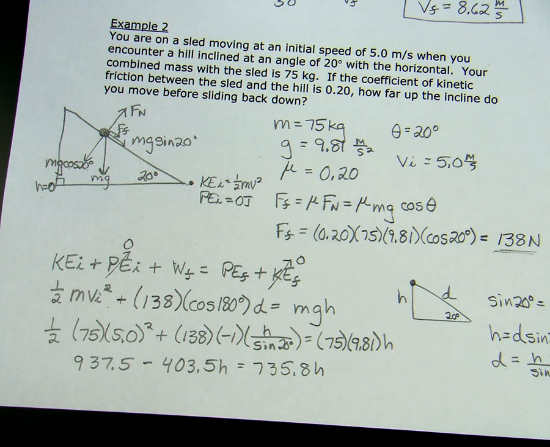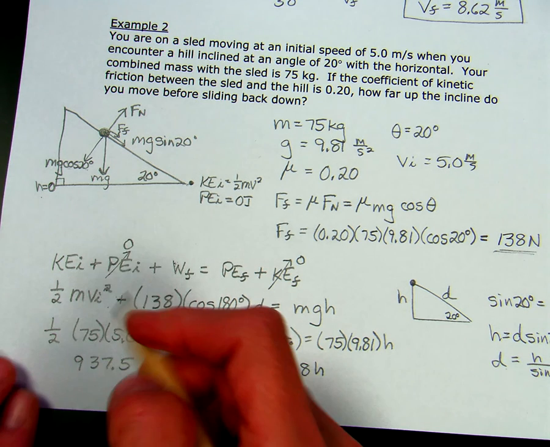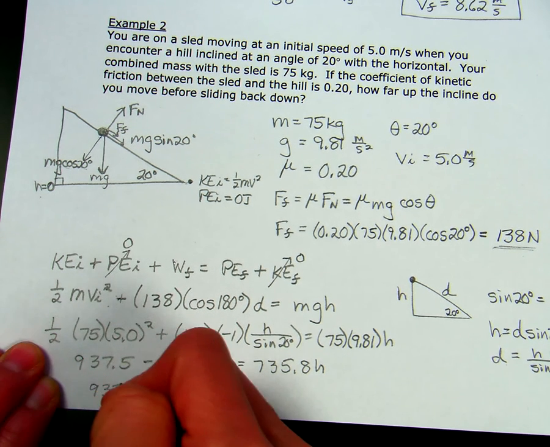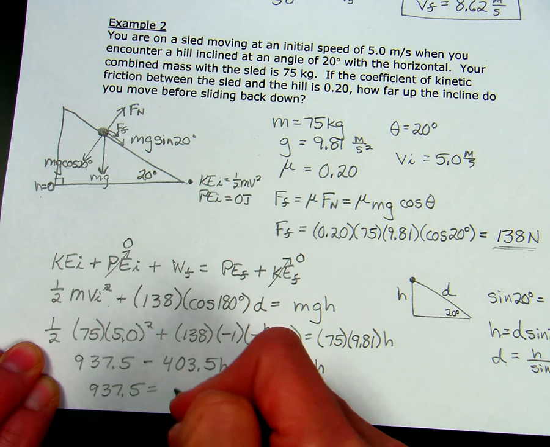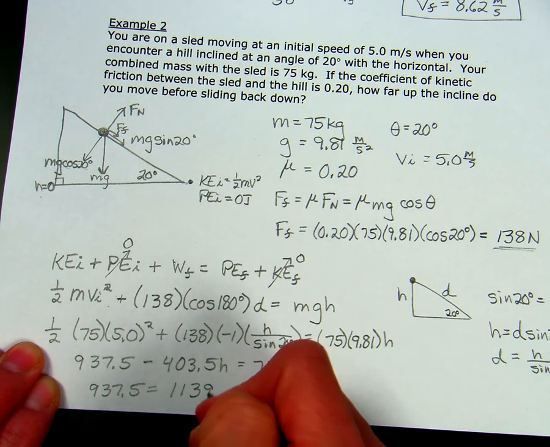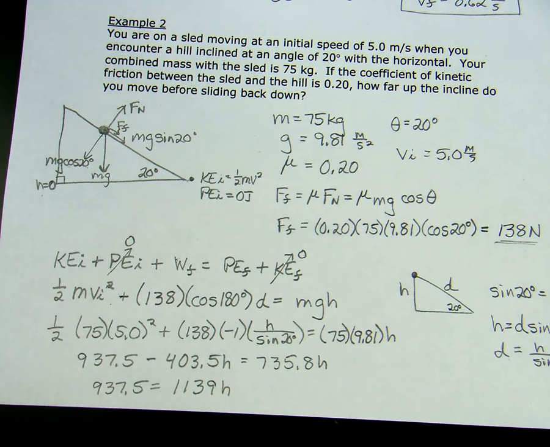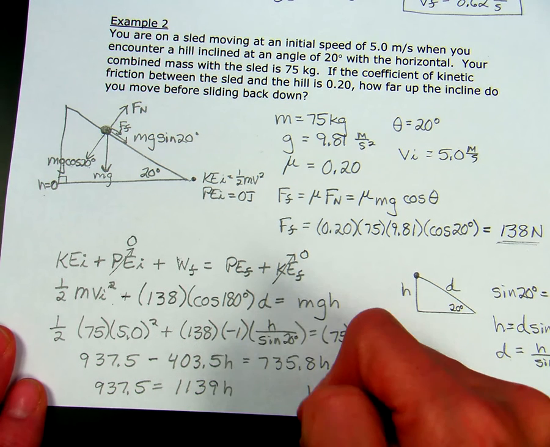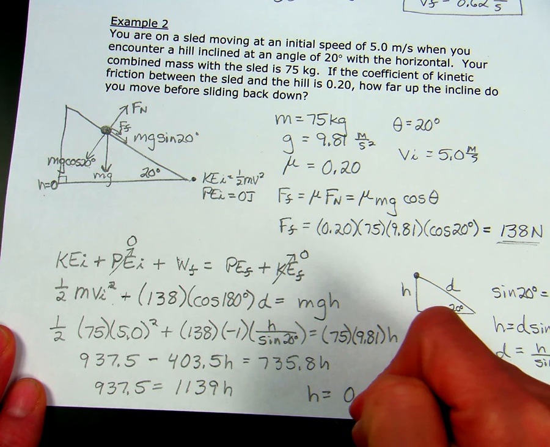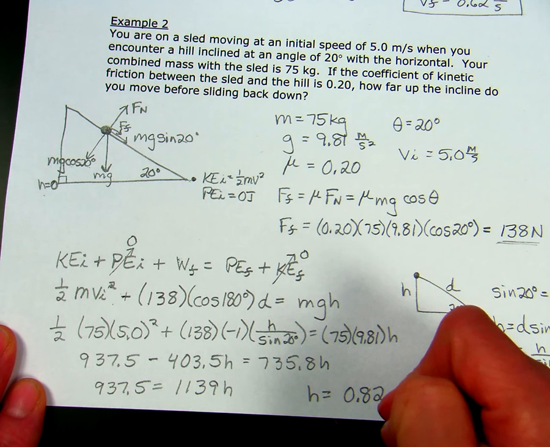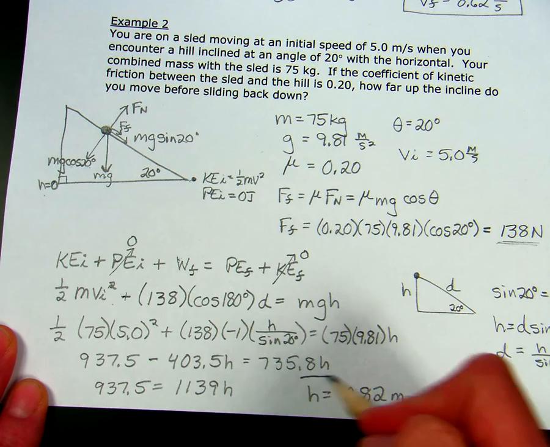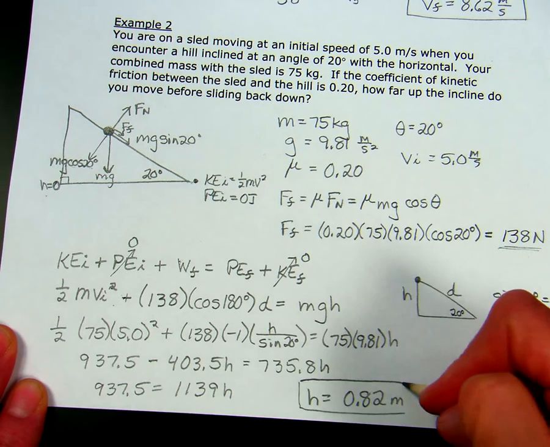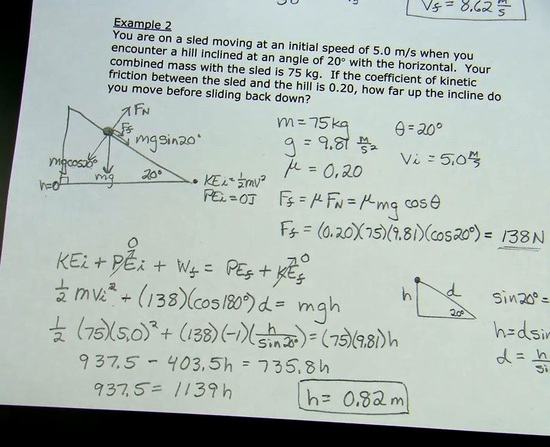So I'm going to combine like terms also. And I get 937.5 equals 1,139 H. And I'm going to divide 937.5 by 1,139, and I find that I reach a height of 0.82 meters with sig figs. And that is the end of problem number 2.